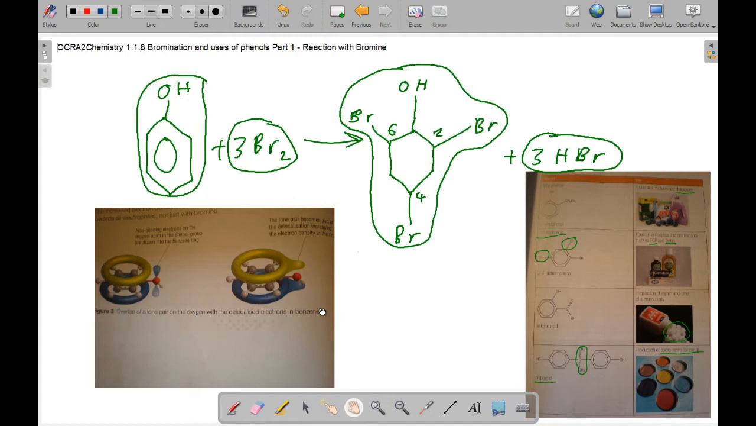So in the textbook we covered 1.1.7 to 1.1.8, and next tutorial we'll go through carbonyl compounds.